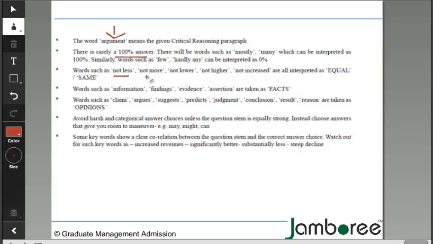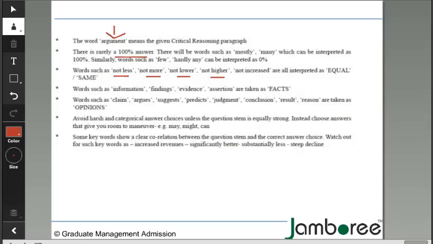Words such as not less, not more, not higher actually mean equal. If I say that he is not shorter than him, that does not mean that he is taller. It just means that it is equal. You just have to know these things, which are given in your book 1, but I don't know how many of you have had the chance to go through the CR tips of your book 1. If you are not thorough with them, you should start that.